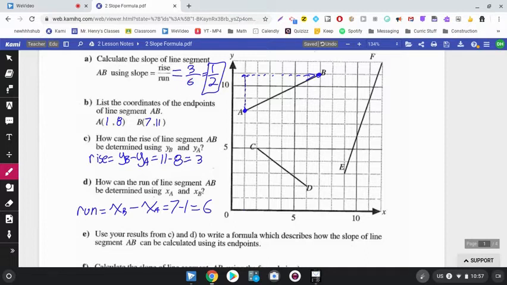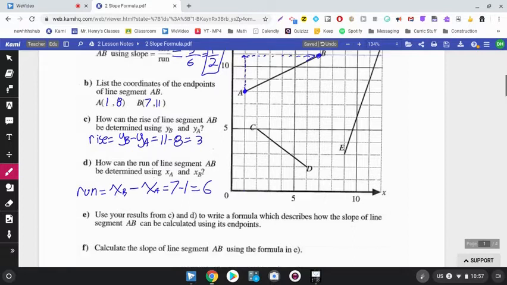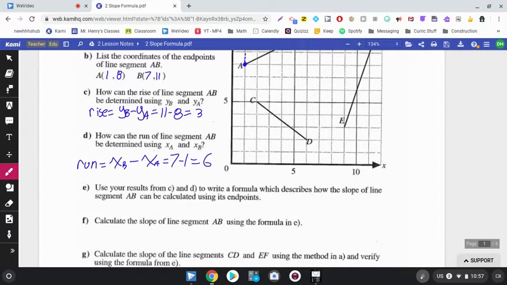So really what this allows me to do is to say, if I just know my endpoints, couldn't I find the difference in the rise and then find the difference in the run? And then I could calculate slope. And I absolutely can. Use the results from C and D to write a formula to describe how slope... No, I'm not going to do that.